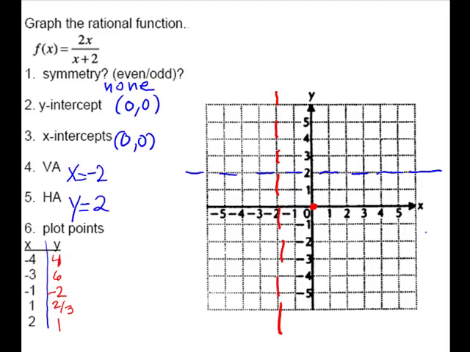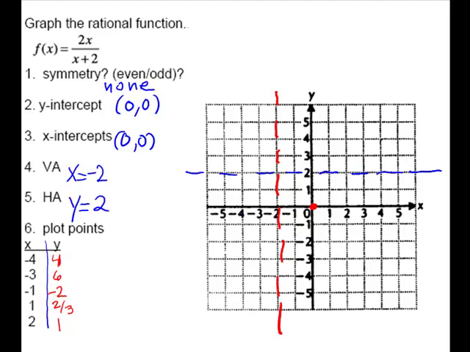A horizontal asymptote at y equals 2. And then to plot some points. Now, you would not normally be given this. You would just be given this what to graph. So you would have to choose these. And the important thing is to get some in each section.